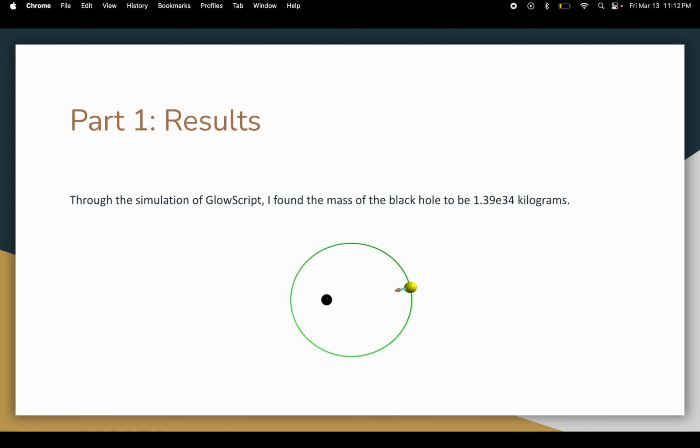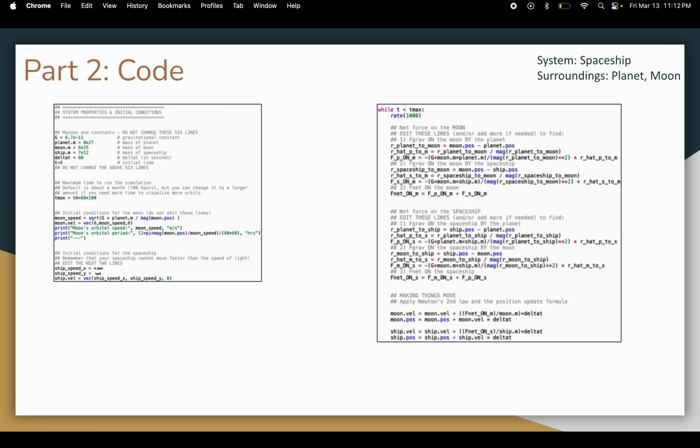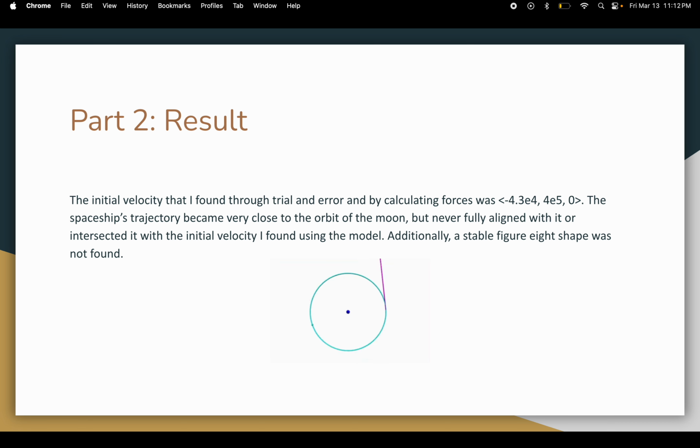the 34 kilograms. And then in part 2, our system was our spaceship, and then the surroundings were our planet and our moon. And in this case, we had to use trial and error to calculate a valid velocity that would allow the spaceship to orbit the planet and the moon without intersecting or crashing into either orbits. So what you had to do was find Fnet on the moon and Fnet on the spaceship using the coding and GlowScript. And as you can see, the initial velocity that I found through trial and error and by calculating forces was negative 4.3 times 10 to the 4th, 4 times 10 to the 5th, and then 0 in the z direction.